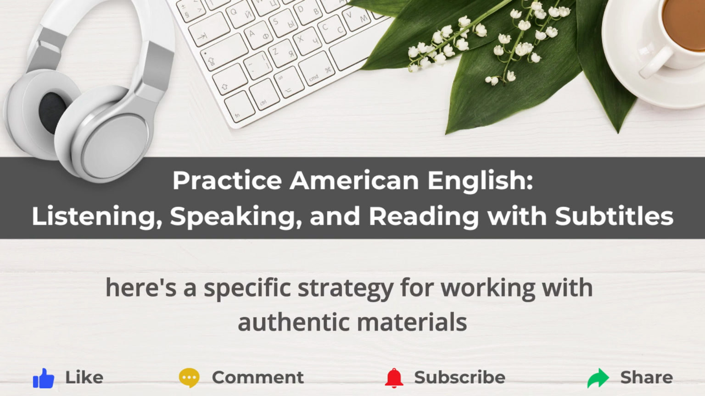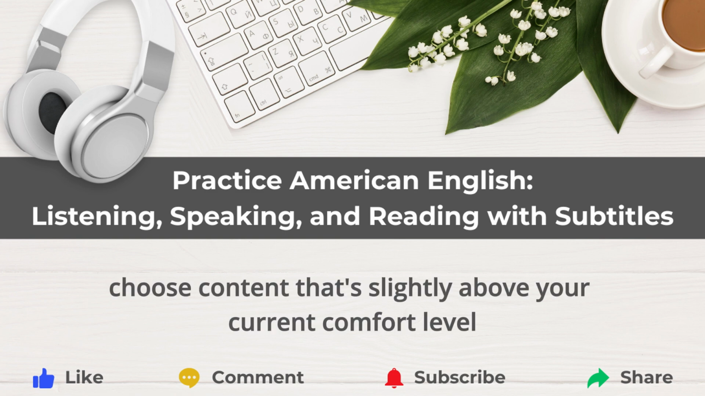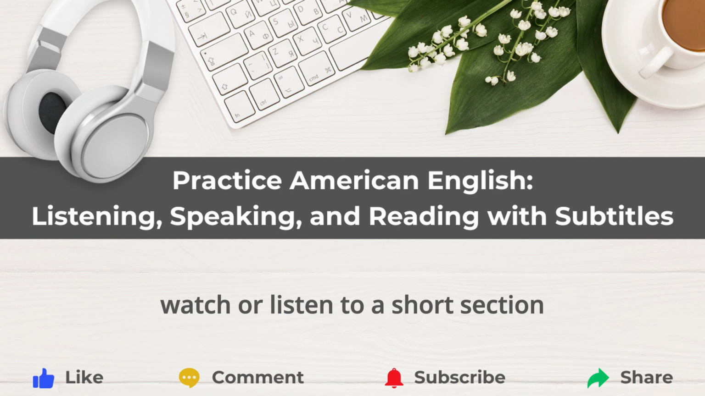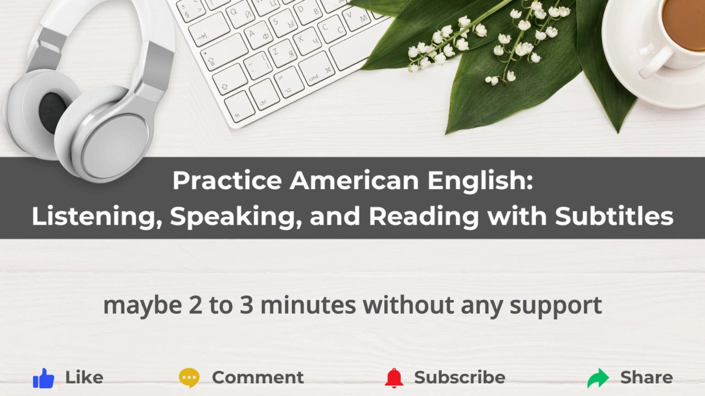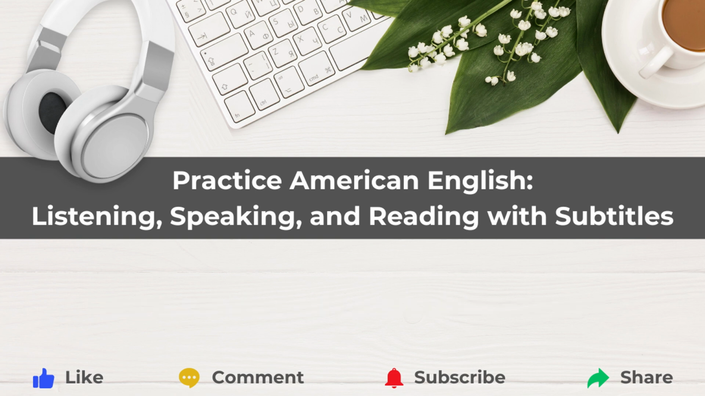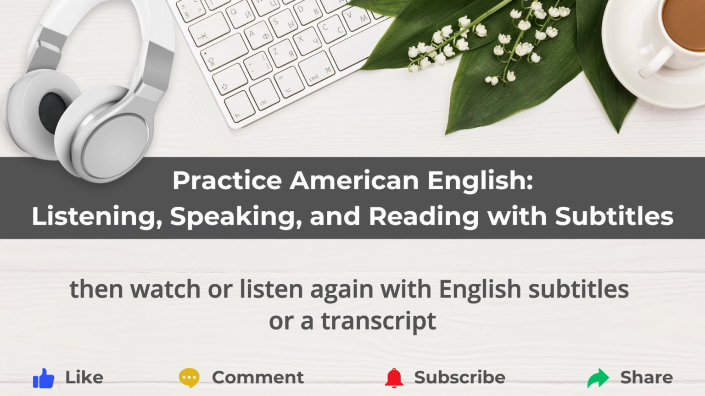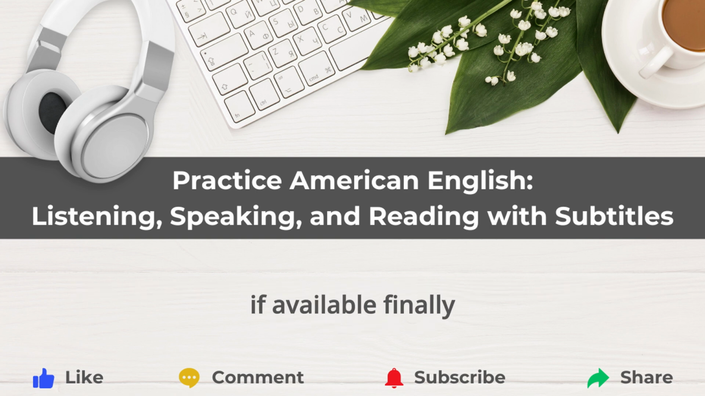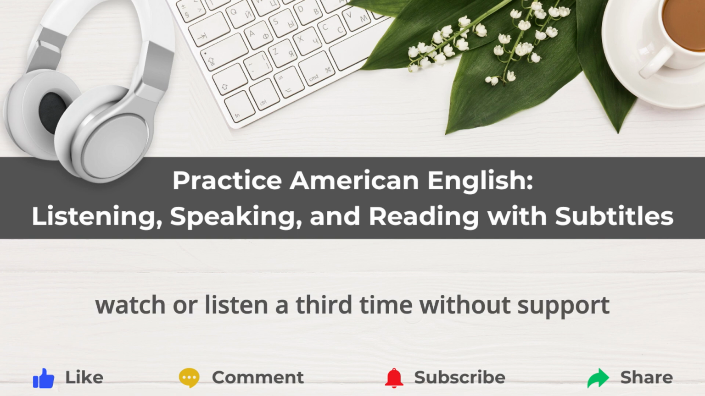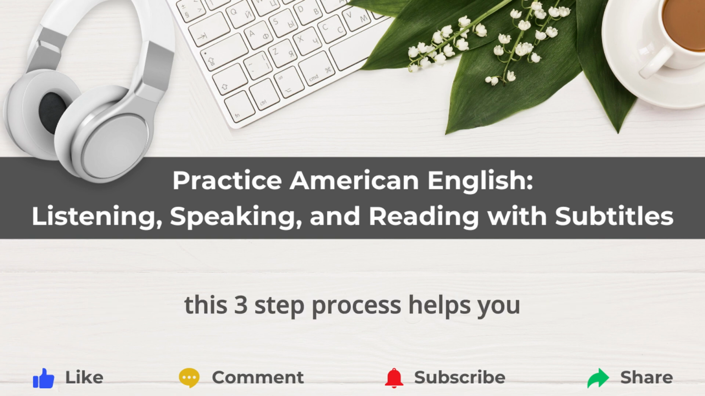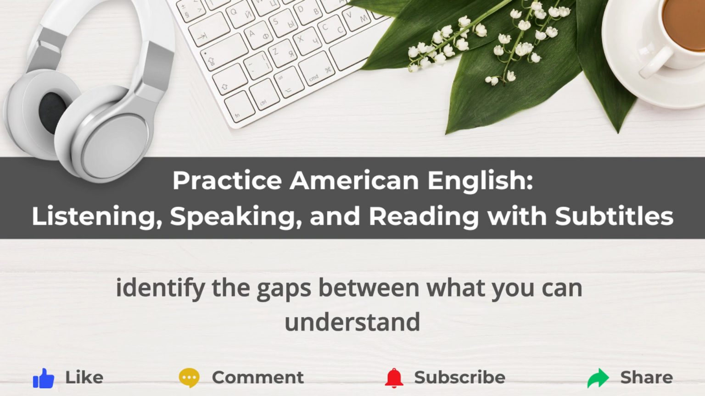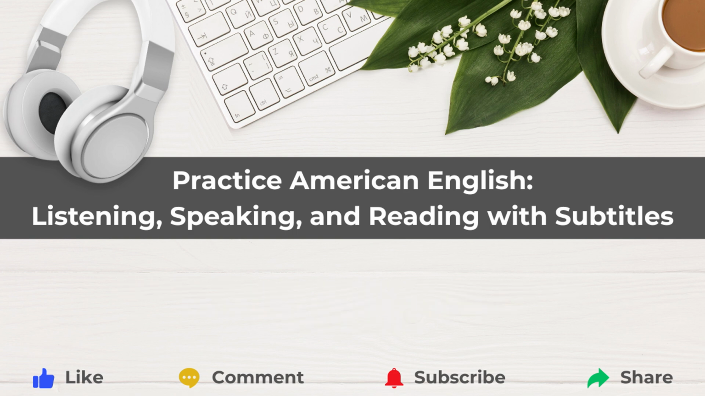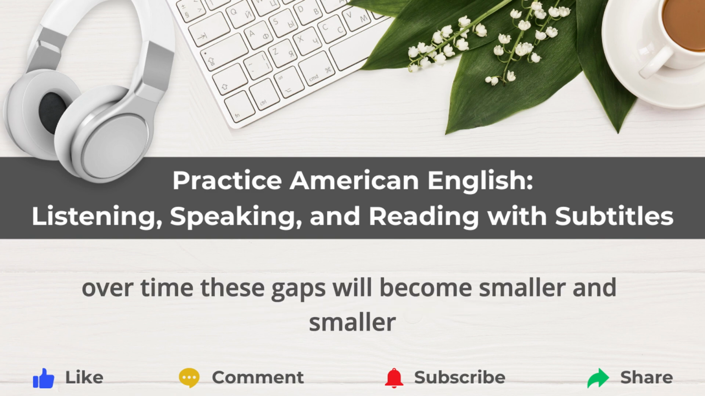Here's a specific strategy for working with authentic materials. Choose content that's slightly above your current comfort level. Watch or listen to a short section, maybe 2 to 3 minutes, without any support. Note how much you understand. Then watch or listen again with English subtitles or a transcript if available. Finally, watch or listen a third time without support. This three-step process helps you identify the gaps between what you can understand and what was actually said. Over time, these gaps will become smaller and smaller.